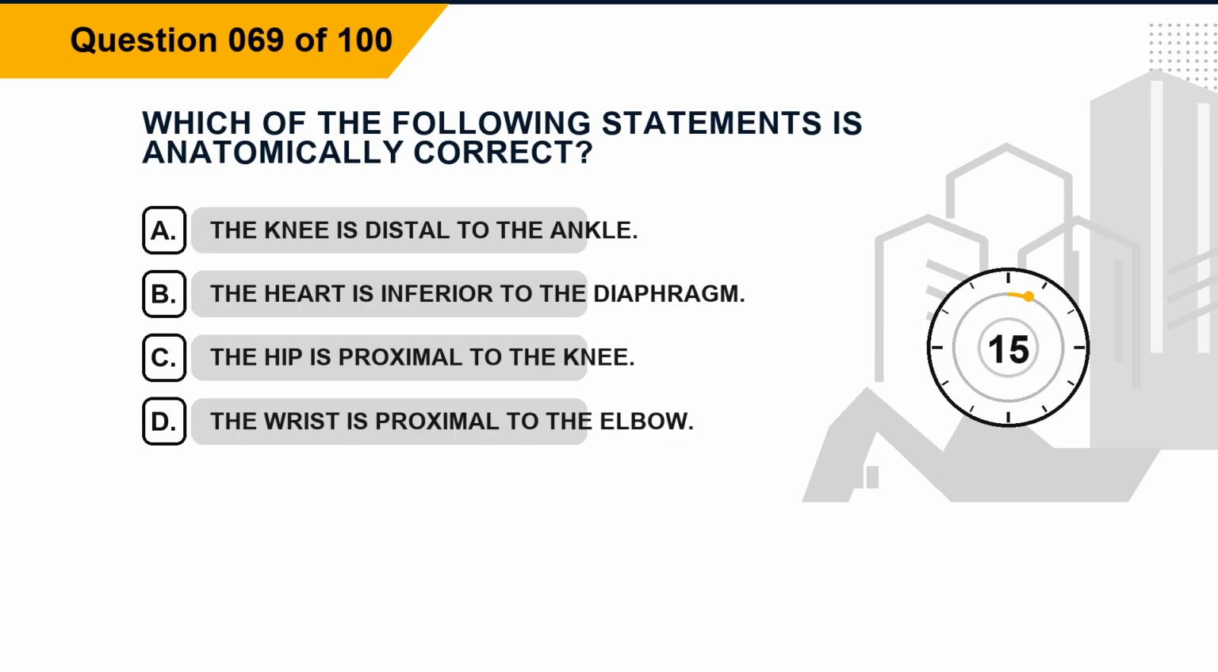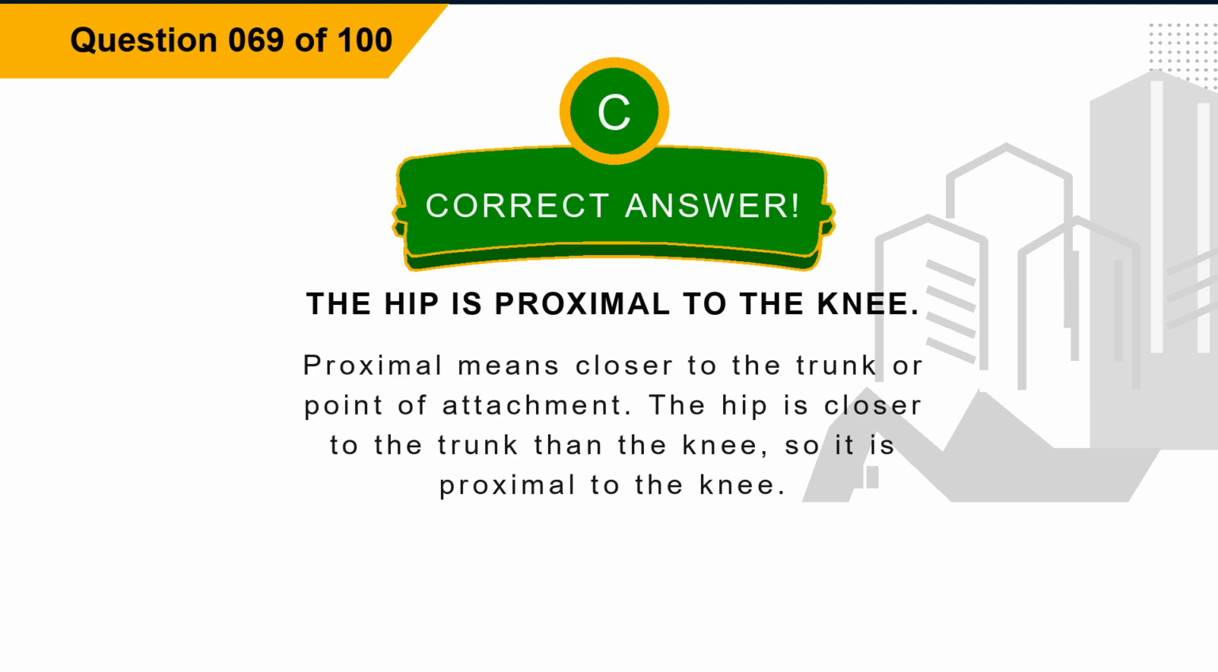Question 69. Which of the following statements is anatomically correct? Option A, the knee is distal to the ankle. Option B, the heart is inferior to the diaphragm. Option C, the hip is proximal to the knee. Option D, the wrist is proximal to the elbow. The correct answer is option C, the hip is proximal to the knee. Explanation. Proximal means closer to the trunk or point of attachment. The hip is closer to the trunk than the knee, so it is proximal to the knee.